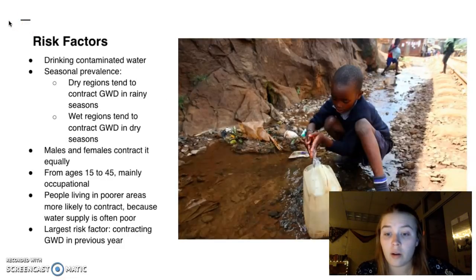All right, so risk factors. Obviously, drinking contaminated water, which is where the copepods and the larvae are. So there's a big push to provide clean water for people. It also has seasonal prevalence.